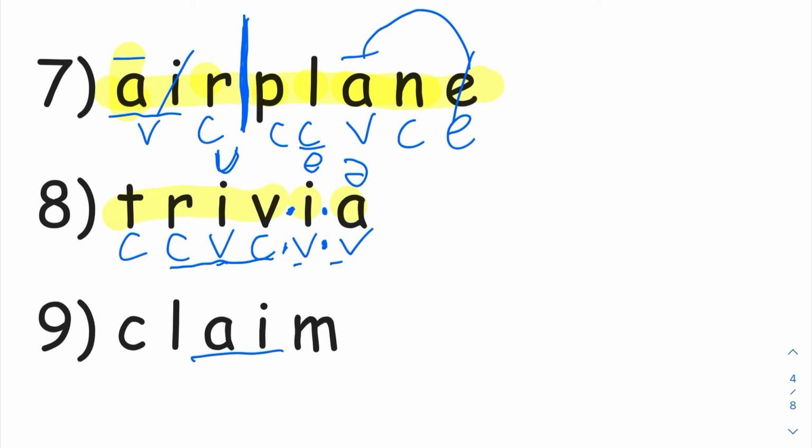Good. Next, nice easy one. The long A sound like rain. Aim, claim. Again, the long A sound like rain. We have tail. Our long O sound like boat.